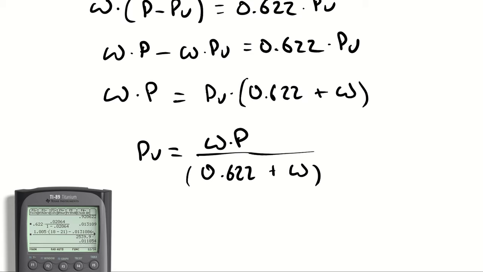So our actual pressure was 100 kilopascals, which is 1 bar. So if I recognize that this quantity out front is going to be unitless, then whatever pressure unit I plug in for P is going to be what I get out for PV. So I'm going to take 0.011854 divided by 0.622 plus 0.011854, and I get 0.018702 multiplied by 1 bar will yield 0.018702 bar.